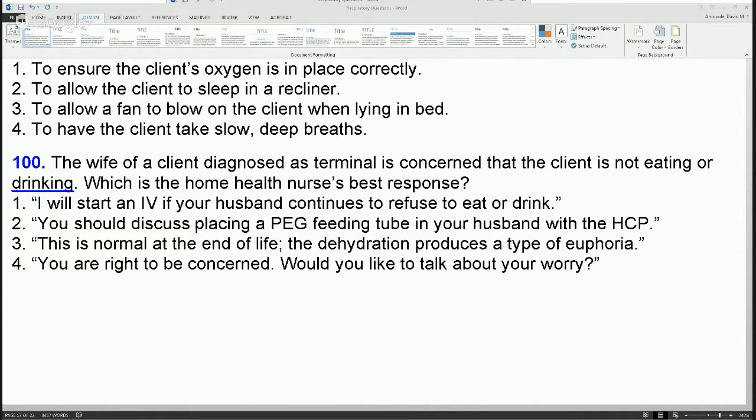You should discuss placing a peg feeding. That's giving your opinion. I will start an IV if your husband continues to refuse to eat. You can't do that, because you don't know whether or not he's got a living will, since it doesn't say. So what's your answer? This is normal end-of-life dehydration, which produces a type of euphoria. I guess 3. It is 3, even though I don't think that's right. It doesn't create a type of euphoria, but anyway, I don't like that question either.